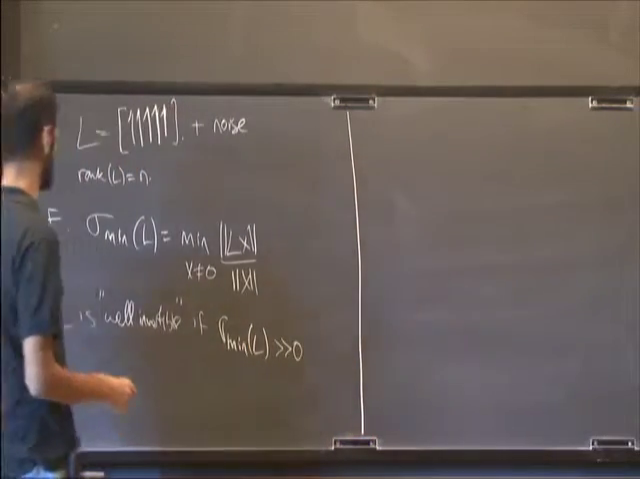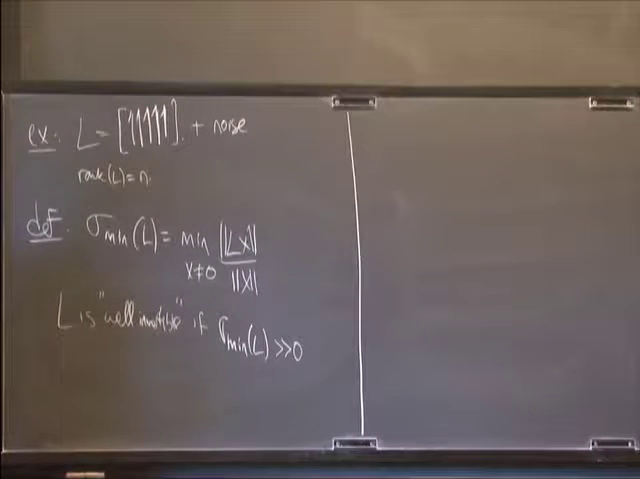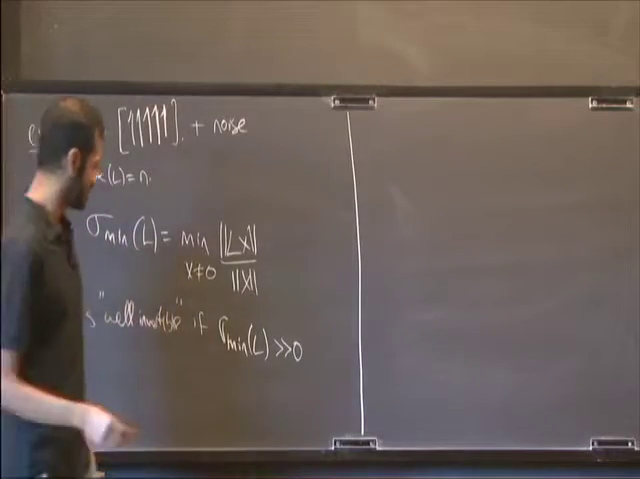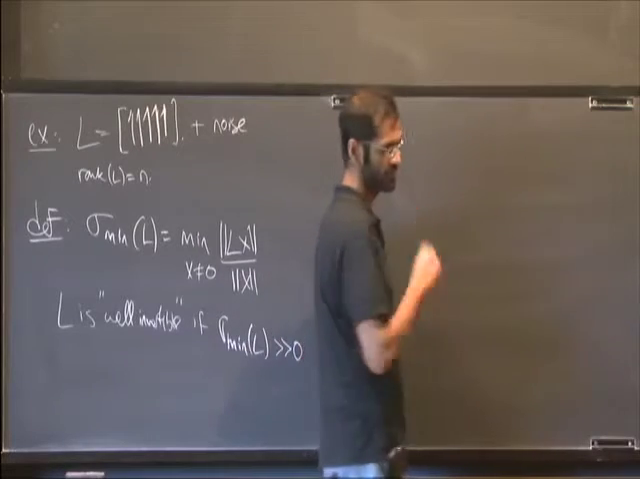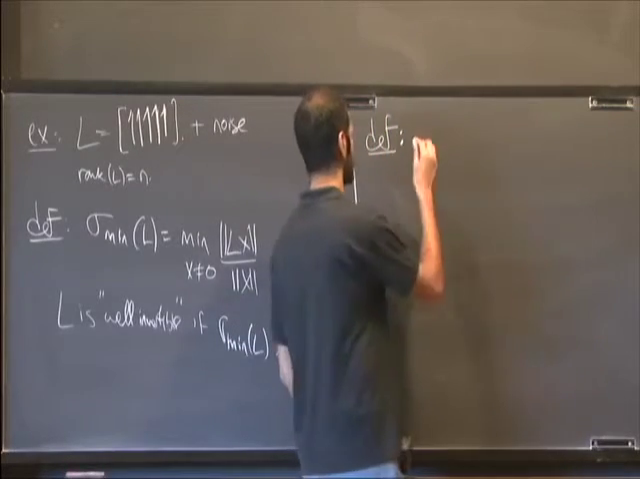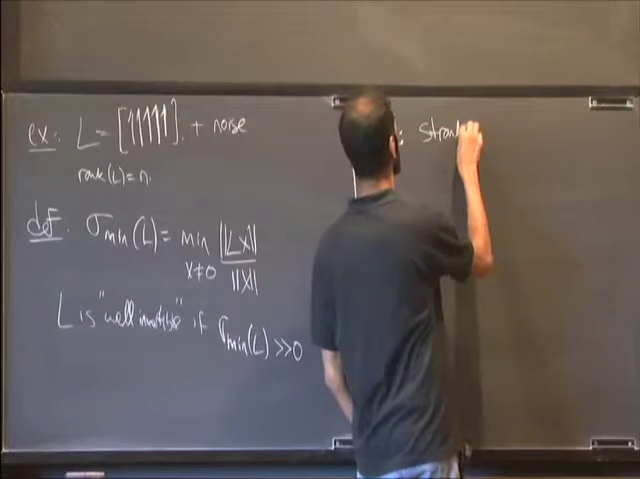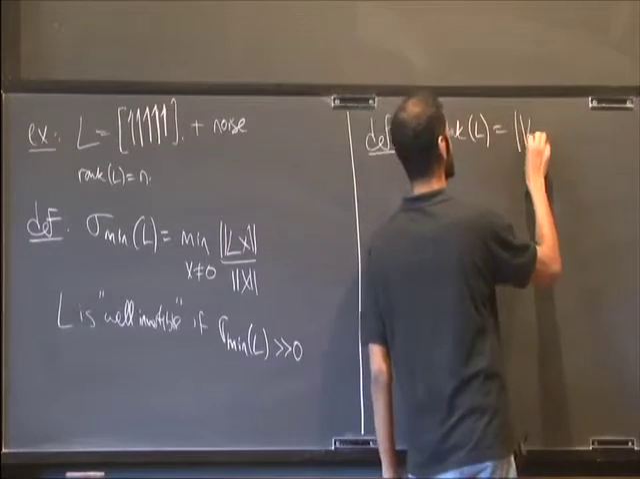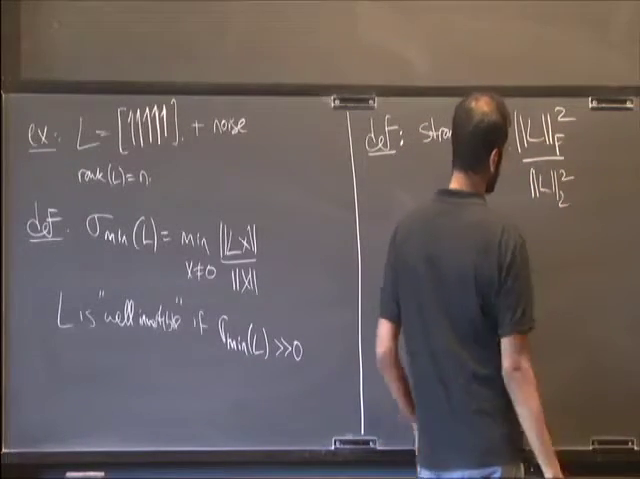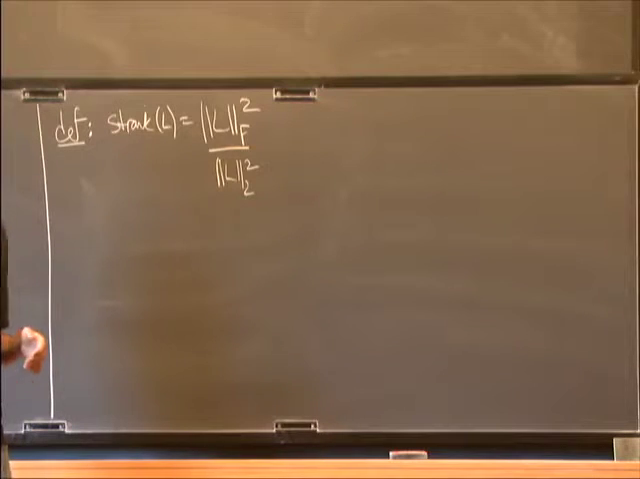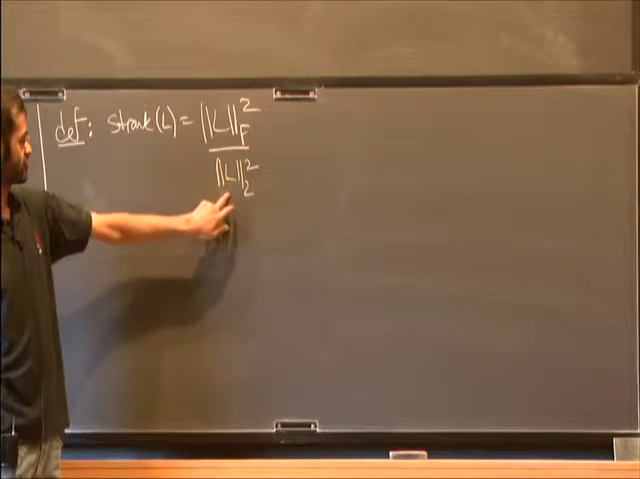It's not true that every matrix has a submatrix of size equal to its rank which is well invertible. Just consider this example: the largest well-invertible subset has only one column. But there is another notion called the stable rank, for which we might hope such a statement could hold. Define the stable rank of a matrix L to be the Frobenius norm squared divided by the 2-norm squared. The numerator is the sum of squares of all the entries, and the denominator is the square of the largest singular value.